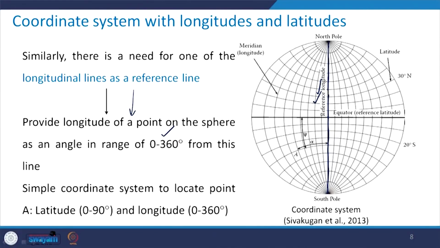So, we can define a simple coordinate system to locate any point A. Let us say this is the point A that I want to locate, having some latitude and some longitude. The latitude can be from 0 to 90 degrees and the longitude can be 0 to 360 degrees. When you measure along this, alpha gives you the longitude, and psi, which we are representing as dip, will be the latitude.